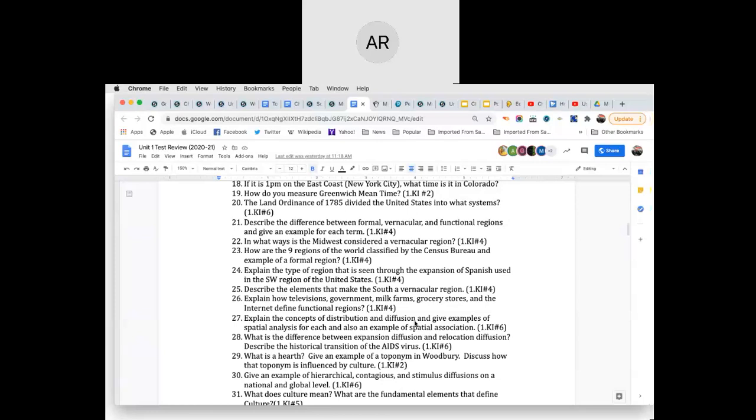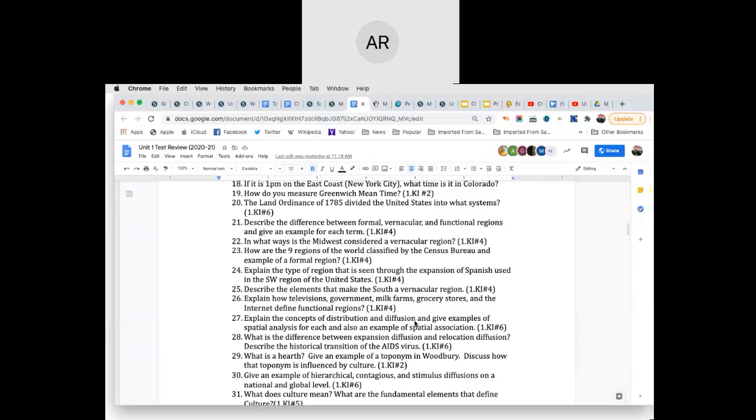24, explain the type of region that is seen through the expansion of Spanish in the Southwest. When we look at the type of region, we're talking about a vernacular region, because a vernacular region will bring in stereotypes of an ethnic group. Again, they're perceived, their opinions, stereotypes. They can be used to understand some of the biased understanding of their cultural identity, but they're not factual.